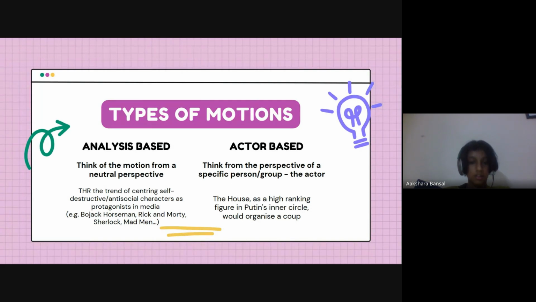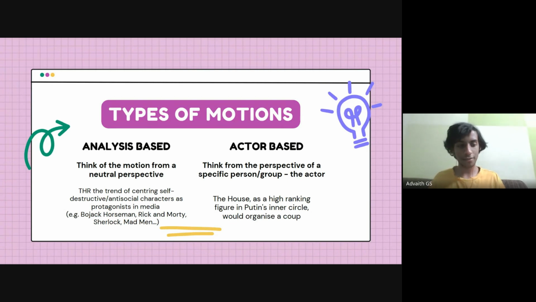Yeah, the actor. What we mean by actor is the person from whose perspective we are going to look at the debate. We're going to be in their shoes and try to analyze the situation. In this specific motion, the actor is the high-ranking figure. We're going to look at this situation from their perspective.